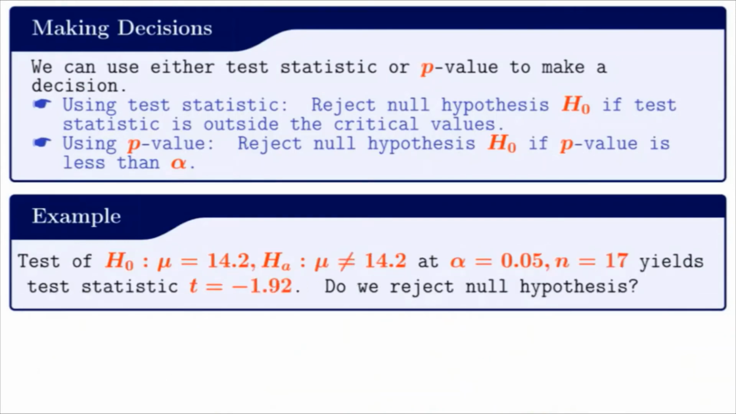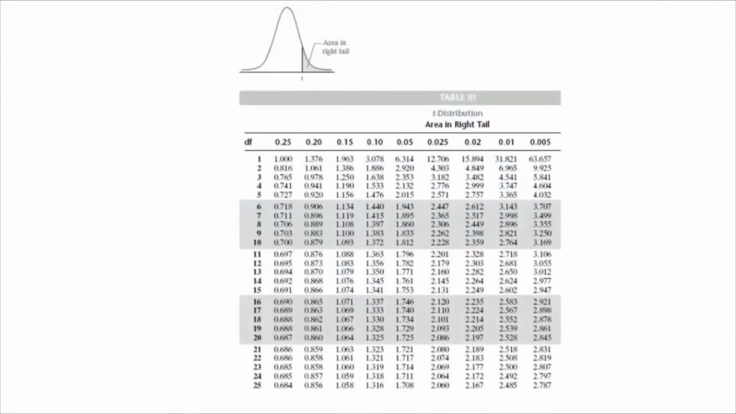Next, let's look at this example here. This is a two-tailed test with t-distribution. First, let's do this using method of critical value. To find critical value, we'll use table. So for that, let me pull up my table on the screen.